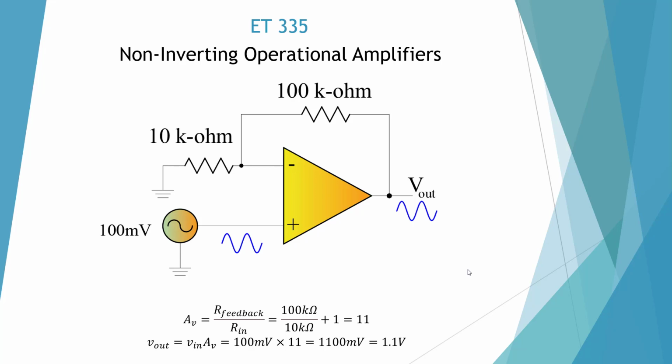Here's our non-inverting operational amplifier with resistor sizes. So our gain is going to be 100 divided by 10, which is 10, and we're going to add 1. Okay, and we have 100 millivolts in. We're going to multiply it by 11, which is 1,100 millivolts, and we convert that to 1.1. And our signal is going to be the same. It's going to be non-inverted.